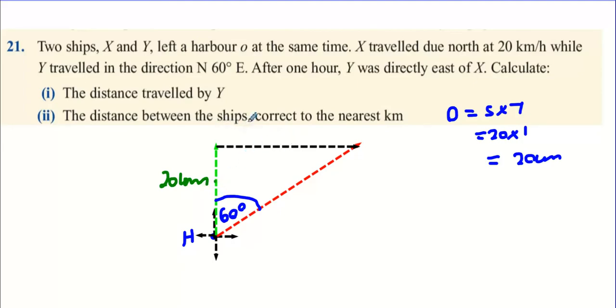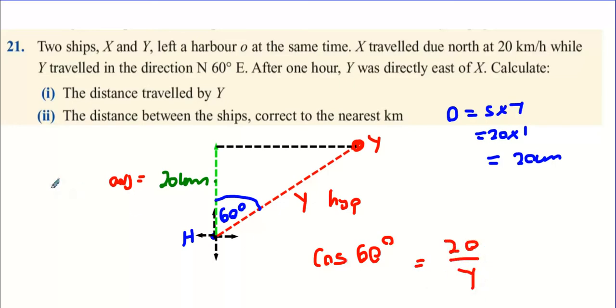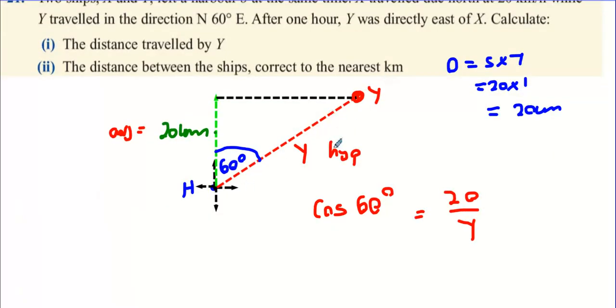Find the distance traveled by y. The distance traveled by y is the red line. What we'll call the red line, for argument's sake, we'll call it y. So we know the adjacent is 20, and we know the hypotenuse is y. So what we can use here is cos 60 degrees equals 20 kilometers divided by y, where y represents the distance traveled by y.